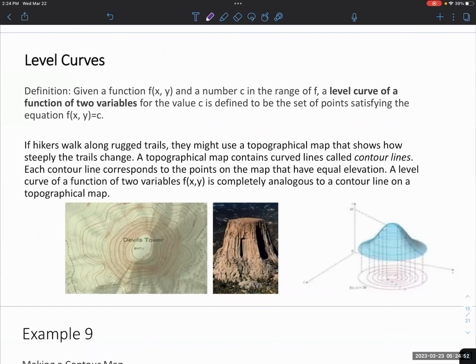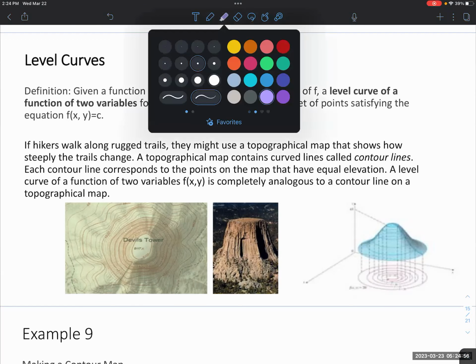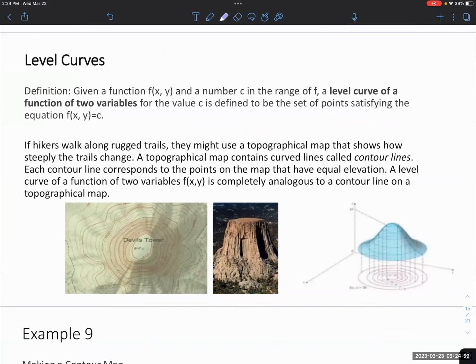Okay, what is that? So the definition of the level curve is here. Given a function f of x, y, and then a number c in the range of f, a level curve of a function of two variables for the value c is defined to be the set of points satisfying the equation f of x, y equal to c.